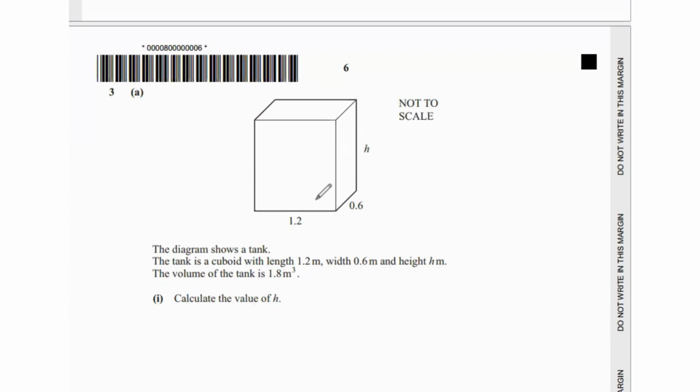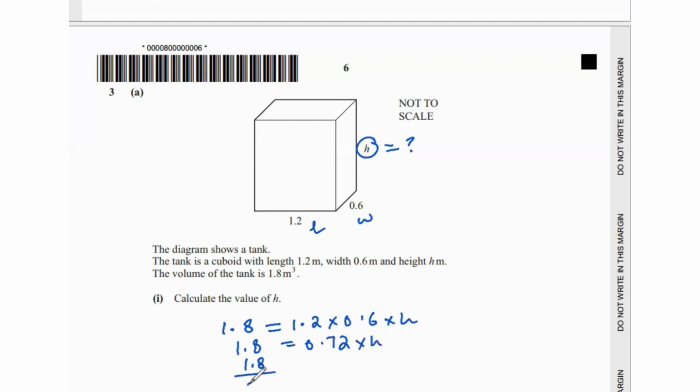As you would know, the volume of a cuboid is length times width times height. So this is your length, this is your width, and height is what we're trying to find. So we use the volume: 1.8 equals 1.2 times 0.6 times the height. So 1.8 equals 0.72 times h. Then we divide 1.8 by 0.72, and that gives us a value of 2.5 meters. So that's the height of the cuboid.